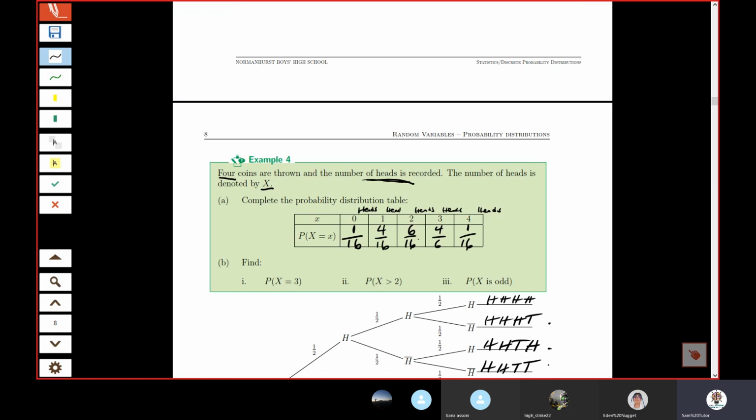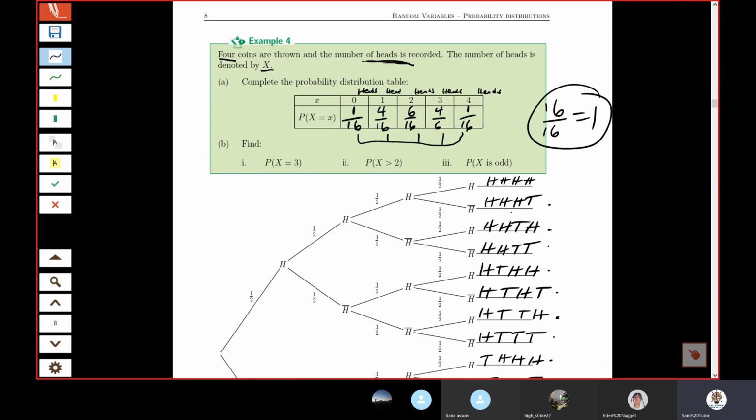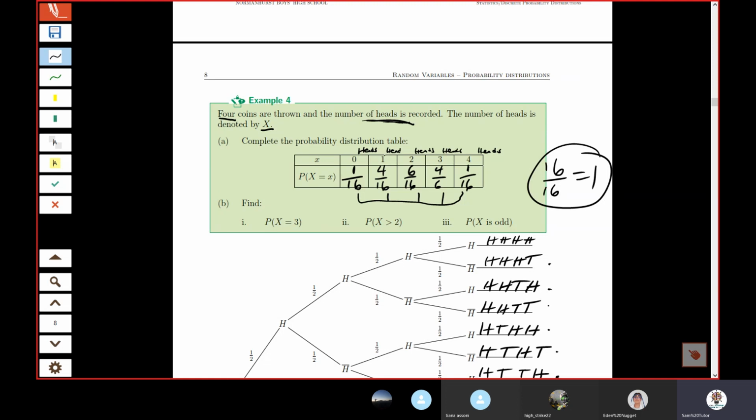And let's just double check it. What's 1 plus 4 plus 6 plus 4 plus 1? That's 10, 14, 15, 16. Adds up to 16 out of 16, which gives me a whole probability of 1. So the sum of all these must equal 1. Has to. Cool? Once you've done that, that's usually worth about 3 marks if it's long like this. So 3 marks.